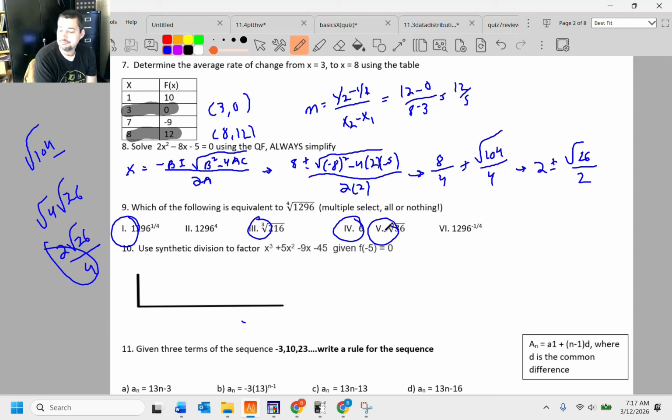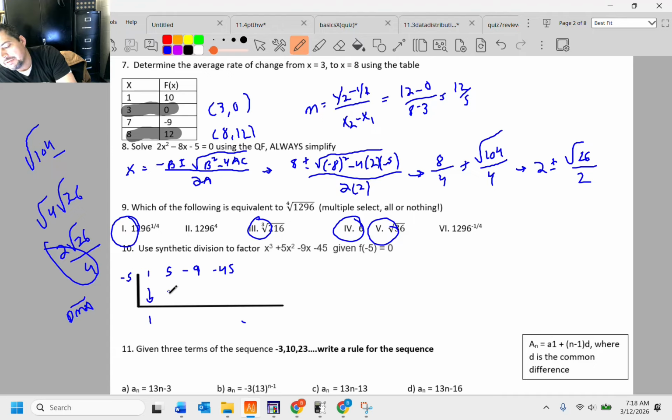Now, does it? Use synthetic division to factor this thing, given that f of negative 5 is 0. So we're going to throw a negative 5 out front. The coefficients are 1, 5, negative 9, and negative 45. And yes, I want you to use synthetic division to do it. Trying to get synthetic division in your head. The acronym here was DMA.